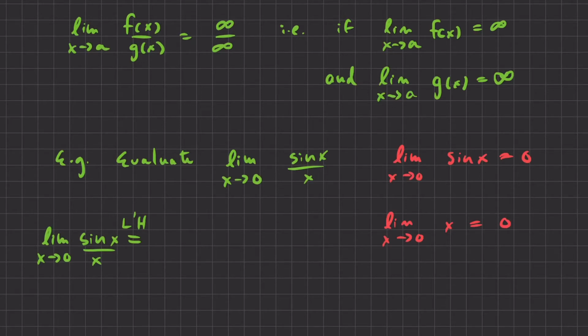So the limit as x approaches 0 of sine of x over x, well, the derivative of sine of x is cos of x, and the derivative of x is 1. And I forgot my limit here, so I'm just going to move this over. We've got the limit as x approaches 0 of cos of x over 1. Well, now that's very straightforward, right? Cos of 0 is equal to 1, so I've got 1 divided by 1, which is just 1. And that's the essence of L'Hôpital's rule.